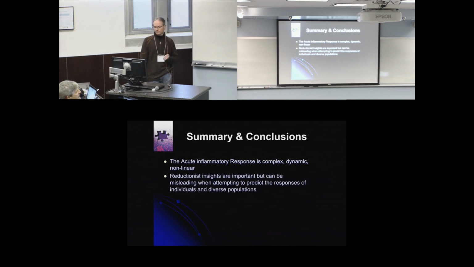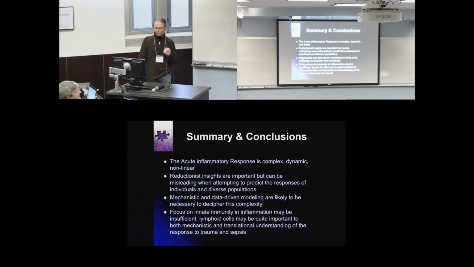That, as I just said, modeling is probably very necessary to decipher this complexity, and that from a biology point of view, this focus that has been going on for a very long time on strictly innate immunity in acute inflammation might be insufficient, and that lymphoid cells might be quite important to be able to understand this both mechanistically and translationally. And I would argue that this could also go the other way, that the insights that we might learn about trauma and sepsis could be very useful to the people that are studying lymphoid pathways in chronic inflammation. I really believe that chronic inflammation is the chronic, constant restarting of acute inflammation, and that might be a very relevant concept to think about.